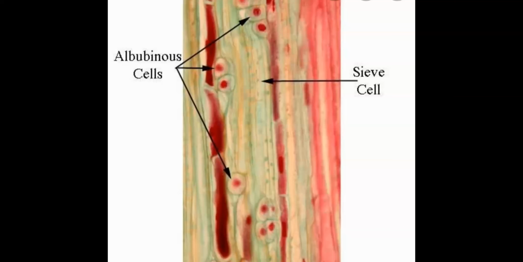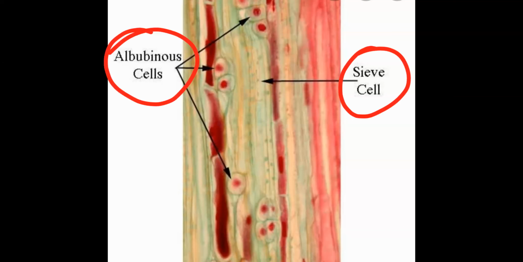First of all, let me show the gymnosperms, their constituents of phloem, mainly the sieve cells and albuminous cells. Sieve cells and albuminous cells belonging to gymnospermic phloem.